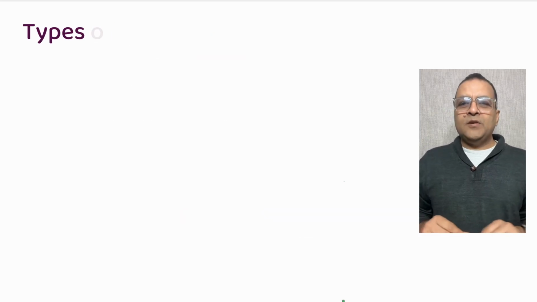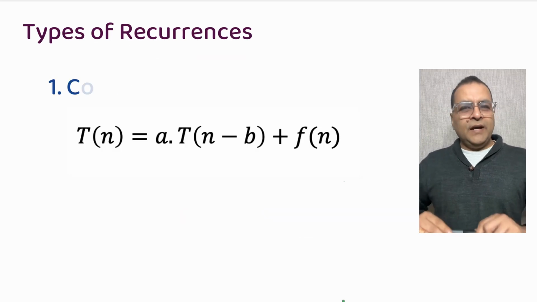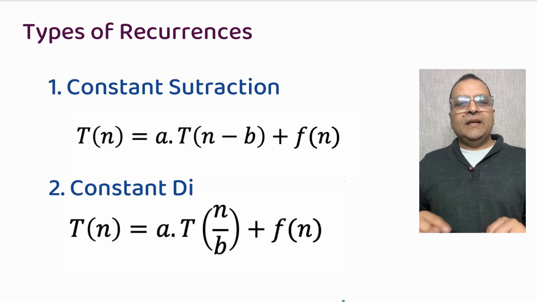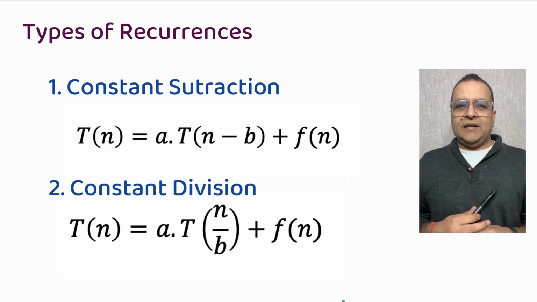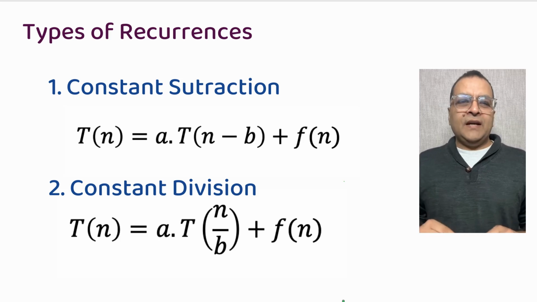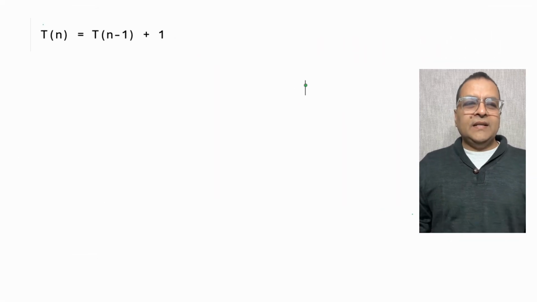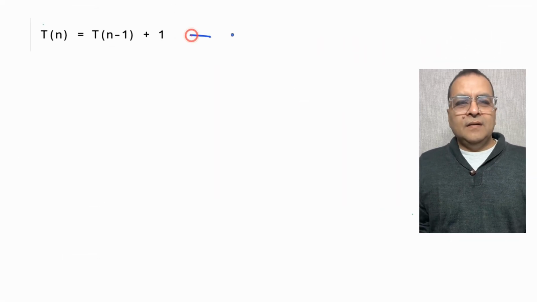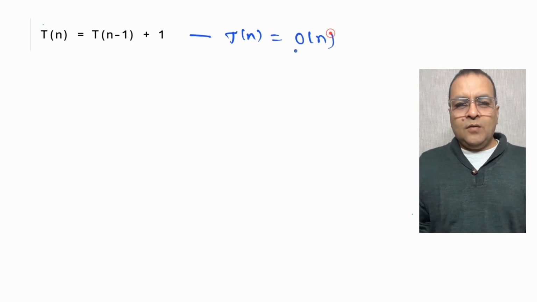Now there are two types of recurrences. In this video, we are discussing the first type of recurrence. In the next video, we will be discussing the next type of recurrence. The first type of recurrence are the ones which are decreasing linearly. We have already seen that the solution for this recurrence is T(n) equal to big O of n.